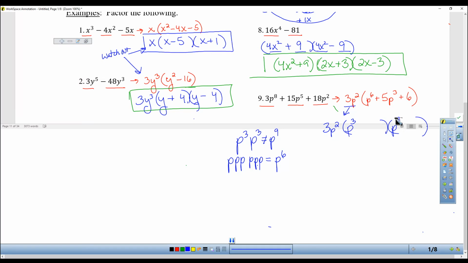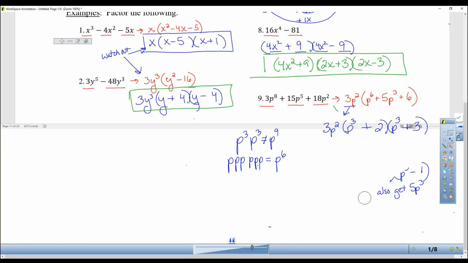I do need to break down my 6. It's either 2 and 3 or 6 and 1. I am going to go with the 2 and the 3 because that way when I add them together, 3p cubed and 2p cubed, I'll get 5p cubed. If I had used 6 and 1, that also would make 5, but only if this one was positive and this was negative. That would also get you the 5p cubed, but it would give you a negative 6 on the end. So if this had been a negative 6, the whole answer would have been different.